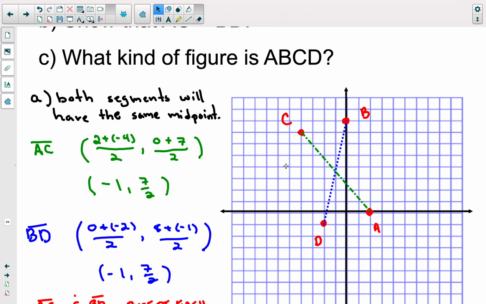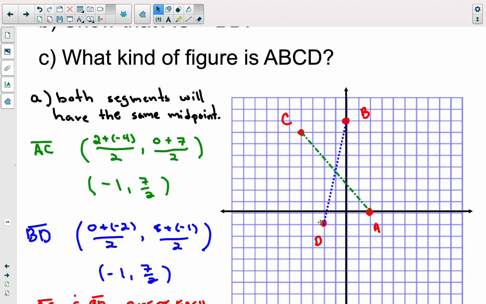So we're going to work with AC first, and we're going to just take the average of the x coordinates and then the y coordinates, right? So 2 plus negative 4 for x divided by 2, 0 plus 7 for y divided by 2. That leaves us with the midpoint negative 1 comma 7 halves.